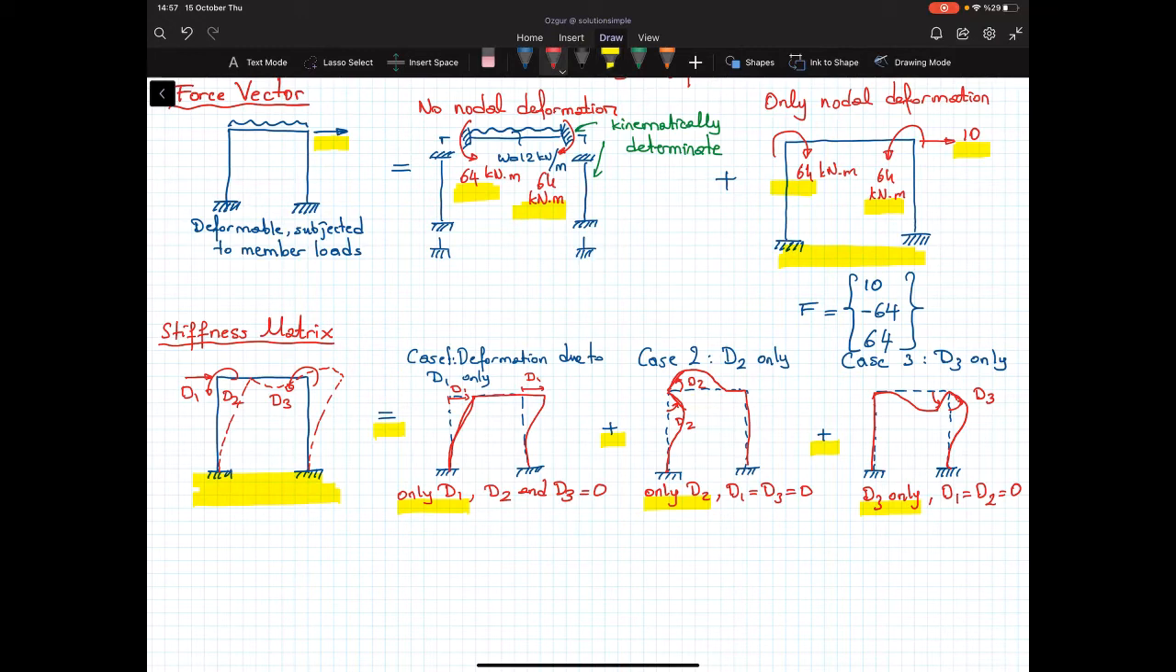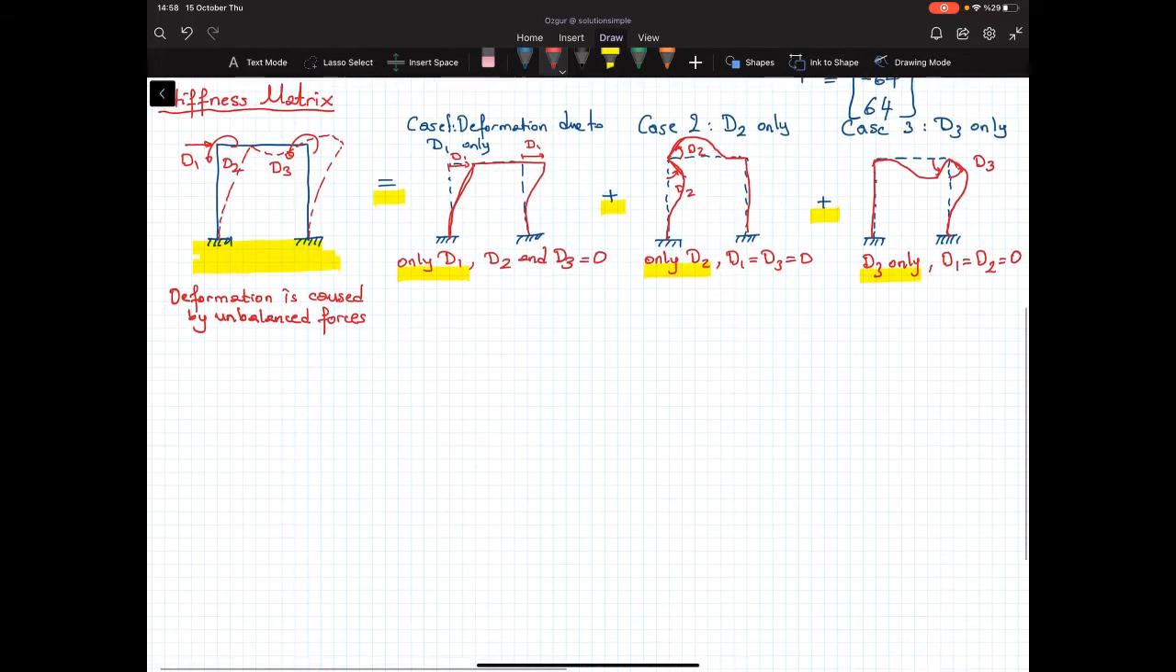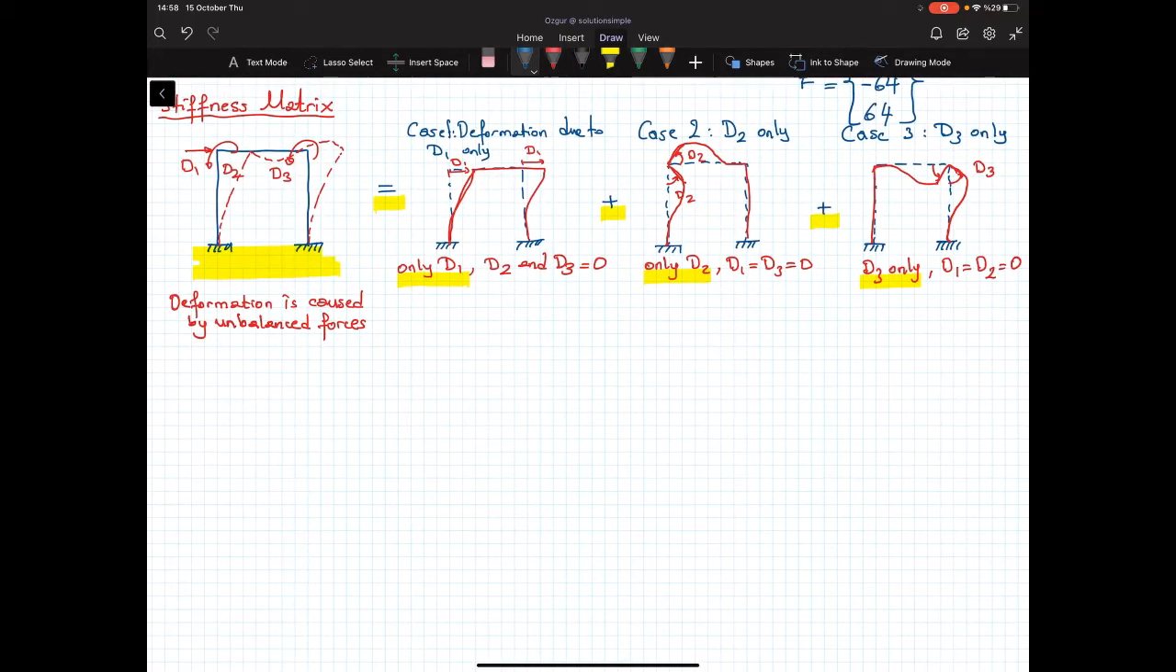So the deformation is caused by unbalanced forces, right? We said that in order to balance these forces, the structure should deform. So in reverse, we can say that D1, D2, and D3 will be due to the unbalanced forces. Now, at the bottom, let's show the forces. So this is again the structure. Let's show the unbalanced forces on this structure.